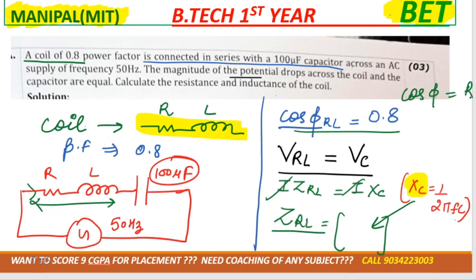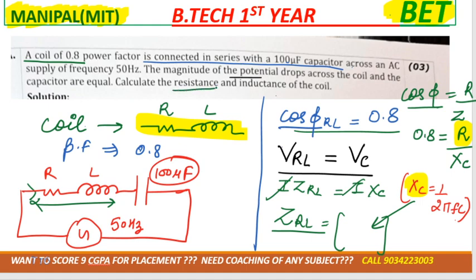Cos phi is equal to R by Z. So cos phi of RL is how much? 0.8. R we don't know. ZRL we have calculated over here, that is equal to XC. So if we solve for XC, will we be able to get the value of R? Tell me. Yes or no? And R is what they have asked.